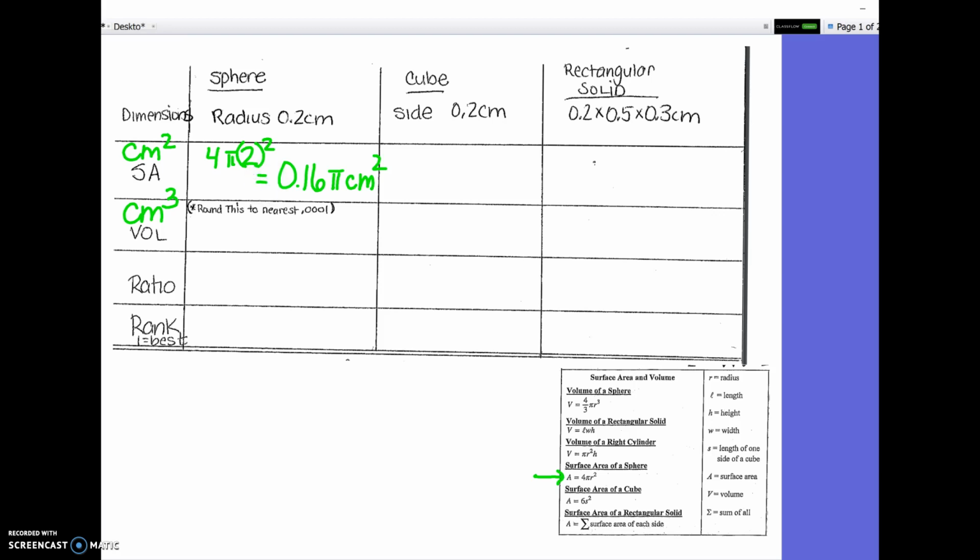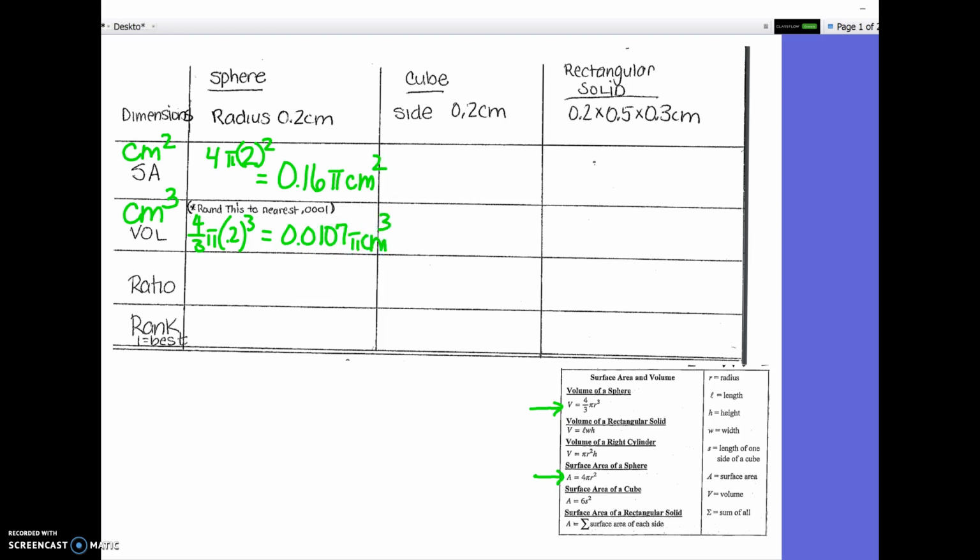For our volume of a sphere, there's the formula right here: 4/3 pi r to the third. So this is going to be 4/3 pi times 0.2 to the third. And if you work that out properly, I rounded this to 0.0107 pi centimeters to the third.